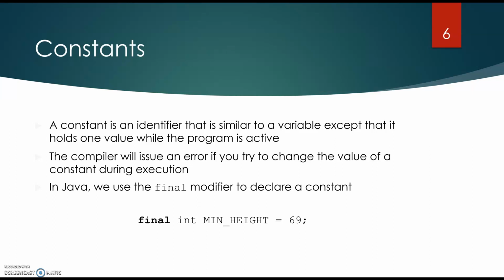So in this example, we've got min height, and you'll see MIN_HEIGHT is in all caps. That is correct syntax and style for a constant. We've used the final modifier. It's of data type int, and we've given it a value of 69. MIN_HEIGHT will have the value of 69 throughout the entire program.